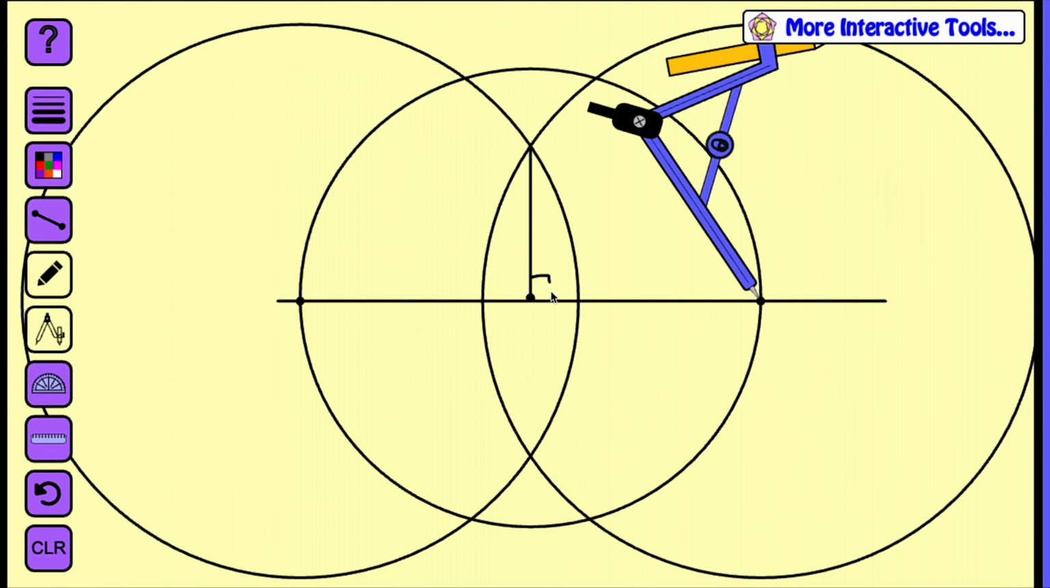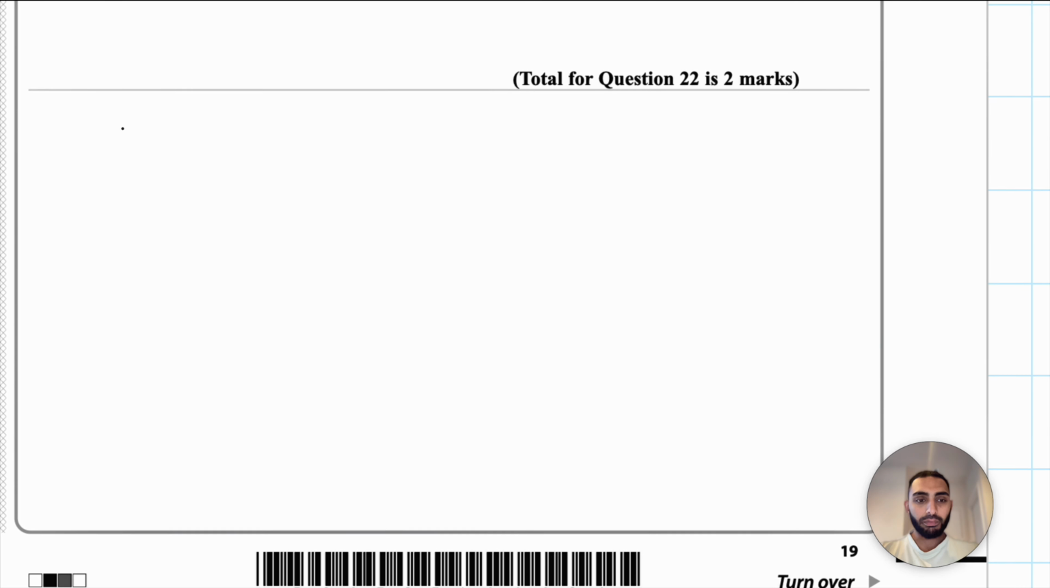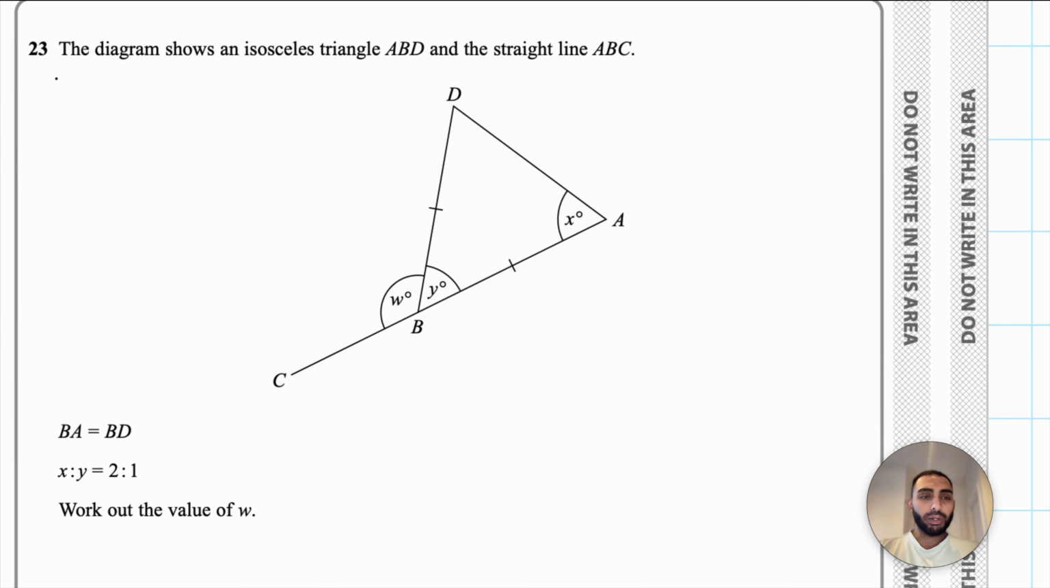Just draw that on, so that would be 90 degrees. Question 23. The diagram shows an isosceles triangle ABD and the straight line ABC. BA is equal to BD, so this line is equal to that line, the length of them. And if this is an isosceles triangle, the base angles, the ones at the same length, will be the same as each other.